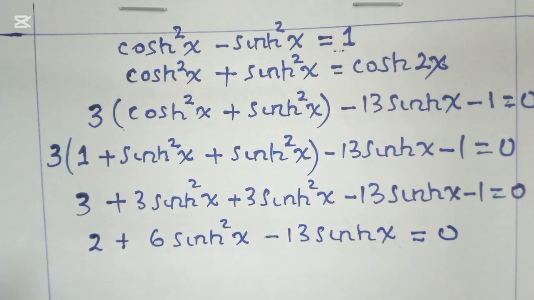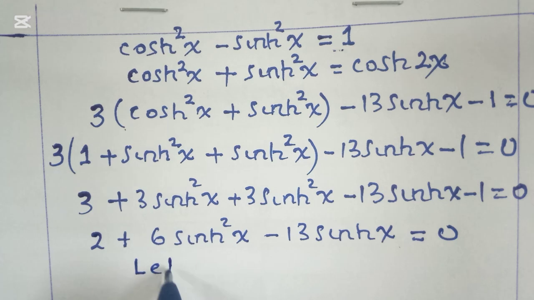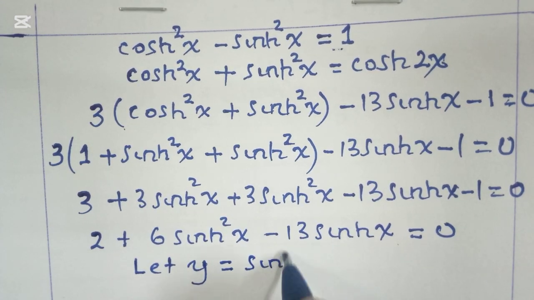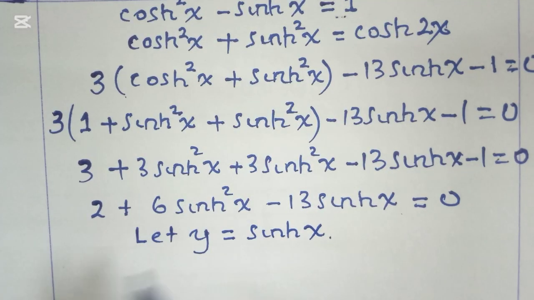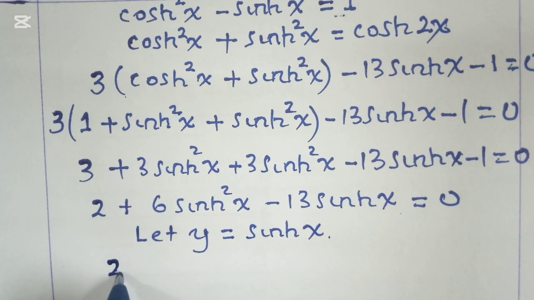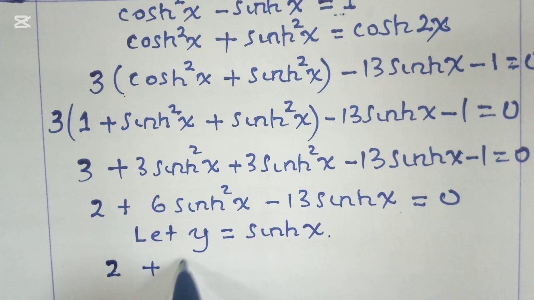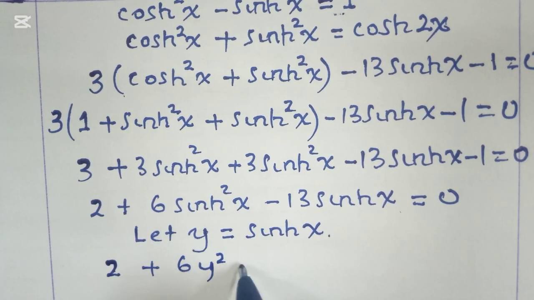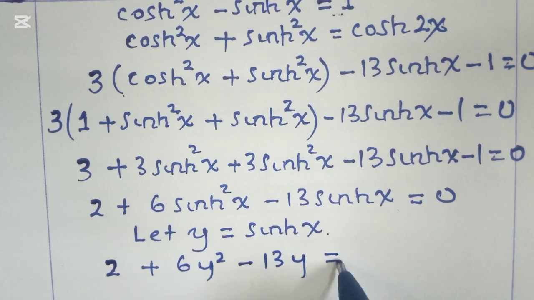So guys, what we can do now is that we can say let y be equal to sinh x. With that one, guys, we can transform our equation into a function of y. So we shall have 2 plus 6y squared minus 13y equals to 0.